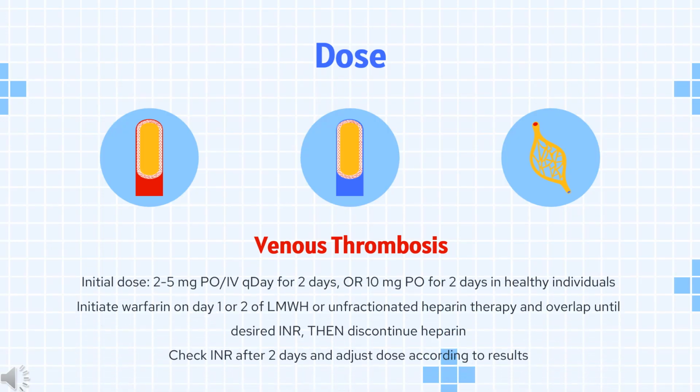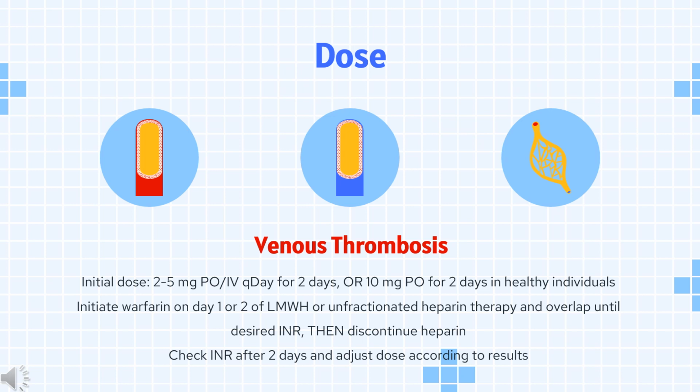Dose. Venous thrombosis. Prophylaxis and treatment of venous thrombosis and its extension, pulmonary embolism, PE. Initial dose, 2 to 5 mg PO/IV daily for 2 days, or 10 mg PO for 2 days in healthy individuals. Initiate warfarin on day 1 or 2 of LMWH or unfractionated heparin therapy and overlap until desired INR, then discontinue heparin. Check INR after 2 days and adjust dose according to results. Typical maintenance dose ranges between 2 and 10 mg per day. Dosage based on genotype, see genomic considerations.